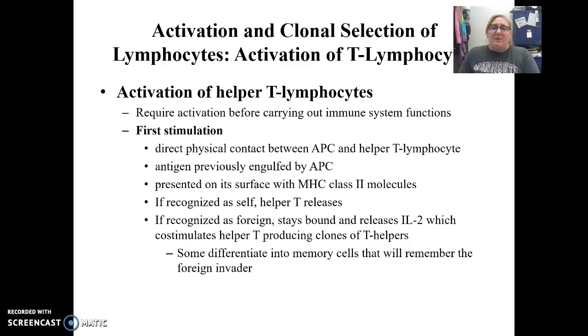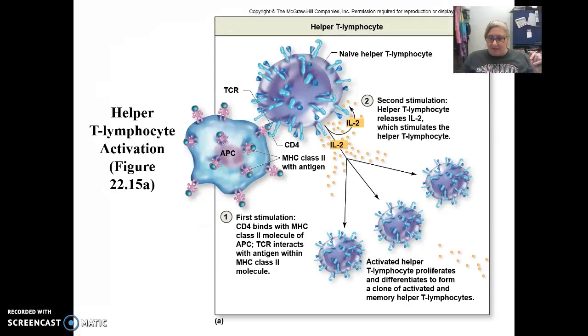So when we're looking at helper Ts, what happens is helper Ts attach to antigen-presenting cells that are showing MHC class II proteins with non-self. And when they attach, they realize, hey, this is my pathogen that I can attack. And so they're going to start releasing chemicals. The chemicals they release are going to activate a lot of different processes.